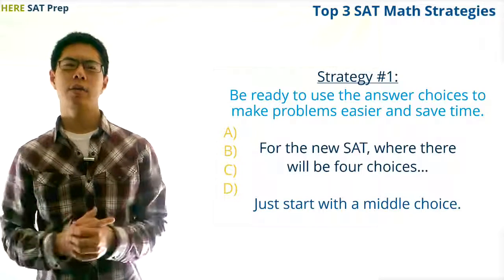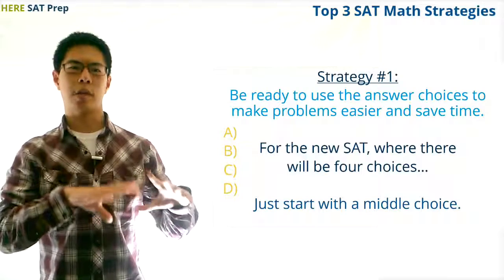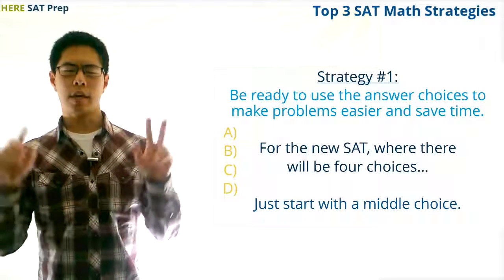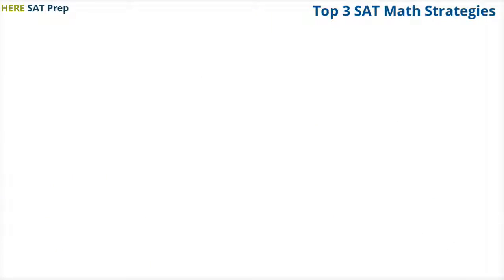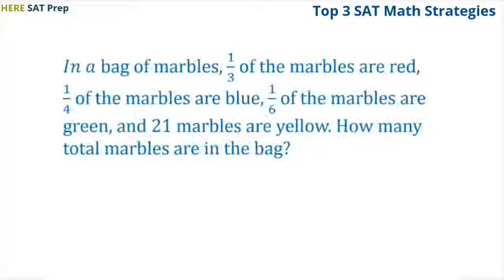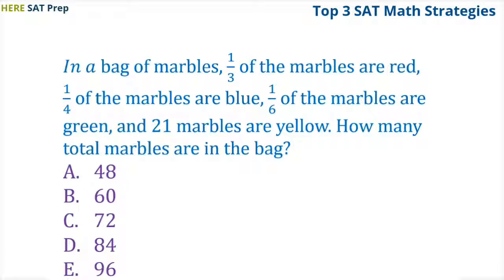Now, let's try 2 examples where using the answer choices is a better strategy than doing the questions the right way. First, let's take a look at this question. In a bag of marbles, 1/3 of the marbles are red, 1/4 of the marbles are blue, 1/6 of the marbles are green, and 21 marbles are yellow. How many total marbles are in the bag? Our choices are 48, 60, 72, 84, and 96.